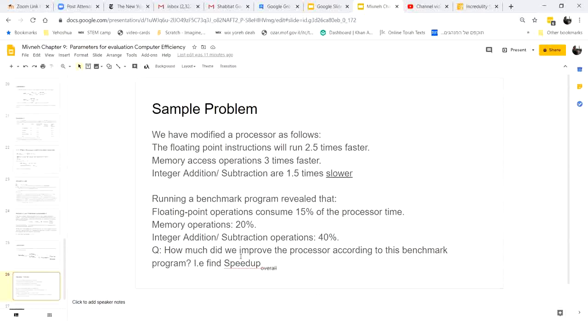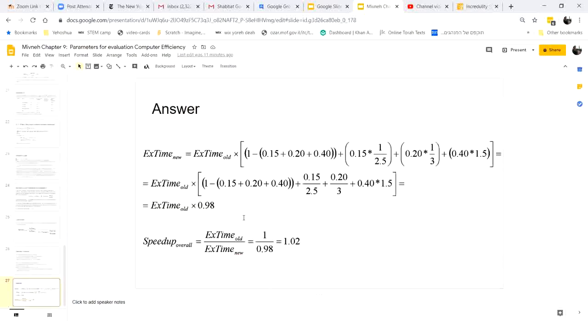So how much did we improve the processor according to this benchmark program? That's a very important addition there. We cannot give an answer to the improvement in general. We can only say for a particular program, which is why you can say this computer plays games faster, but watching videos, it's slower. Not everything gets improved necessarily. Okay, in other words, find the overall speedup. What is our improvement for this particular program? So let's go to the next slide.